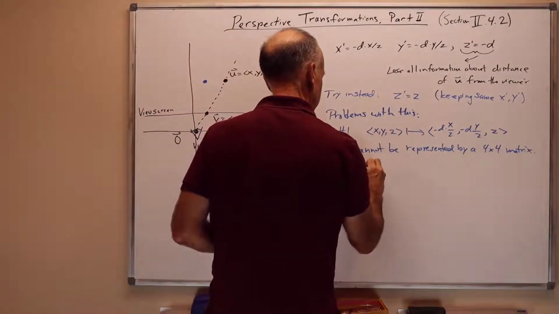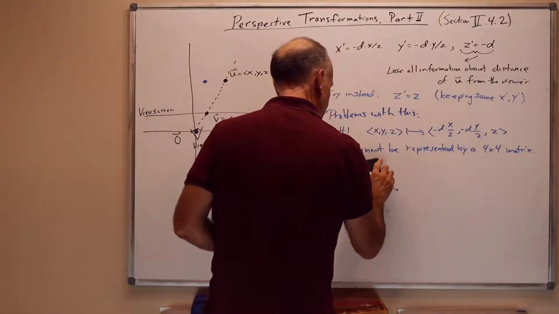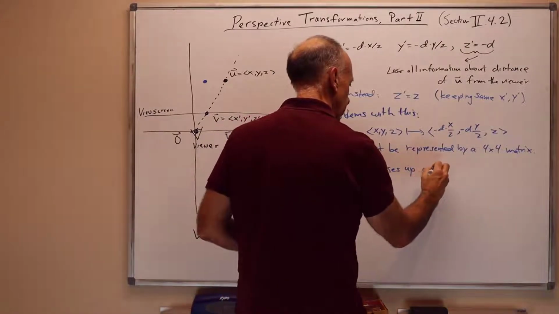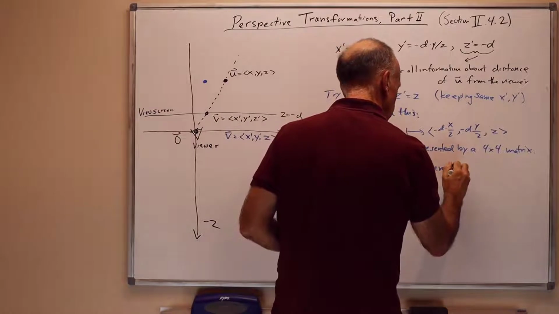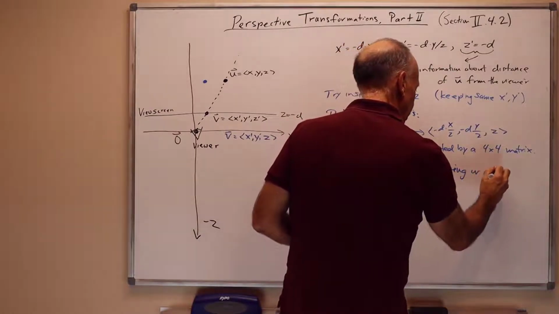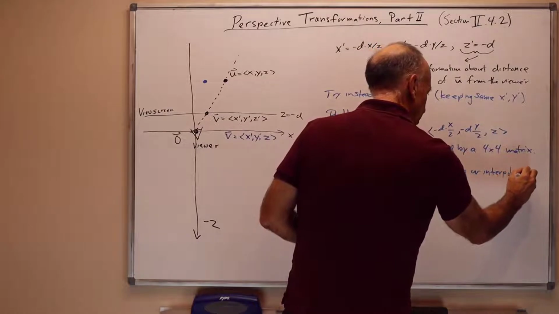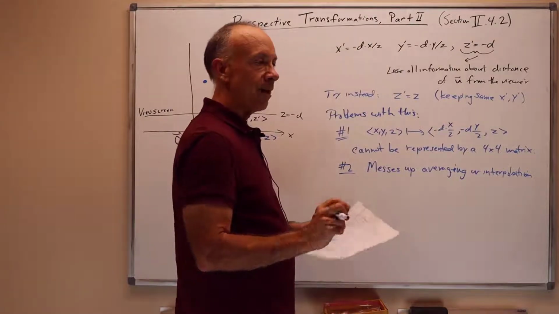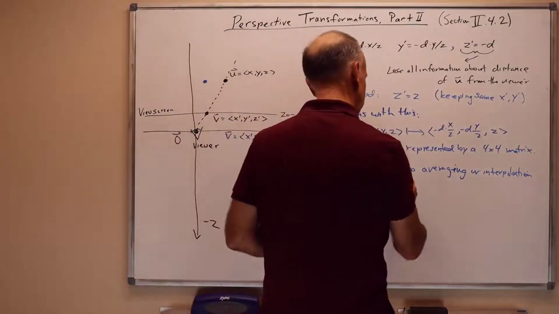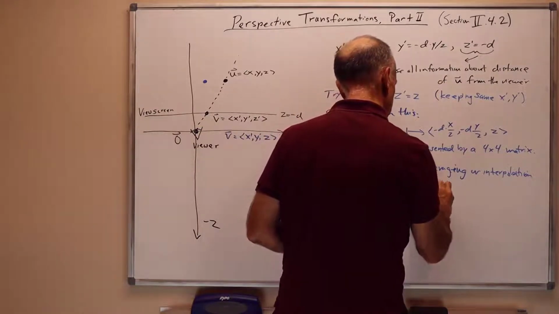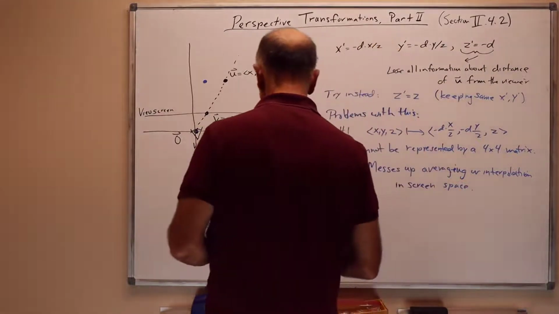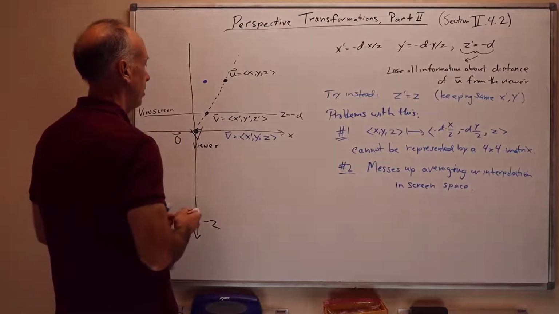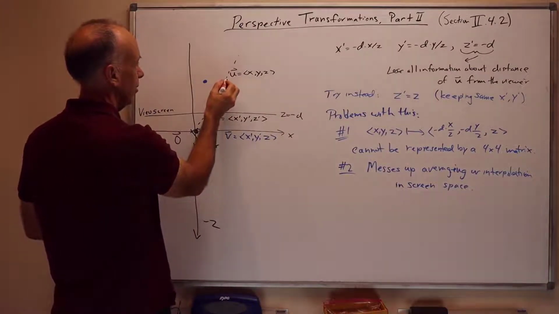The second problem is that it messes up averaging or interpolation in screen space. And so what I mean by averaging or interpolation means we should be able to take the average of values at pixels and fill in the values for intermediate pixels. So let's do an example of how this messes up. Let's suppose I had the U here. Okay, suppose I have two more U's.